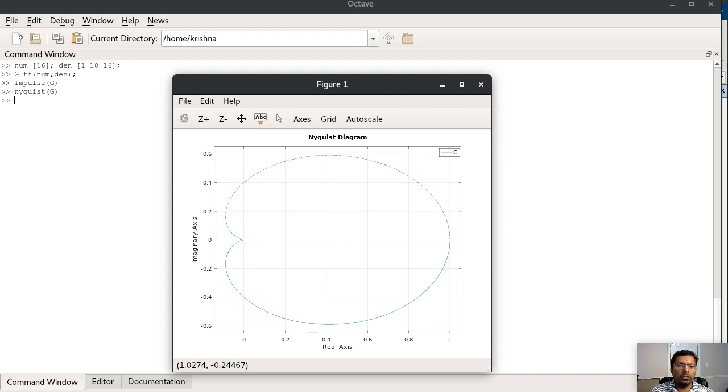So again, this is an open source software. It's called Octave. It usually has most of the functionality of MATLAB, but it lacks some of the advanced functionality. So this is actually useful if you don't have access to MATLAB, and you can do most of the calculations in Octave as well.